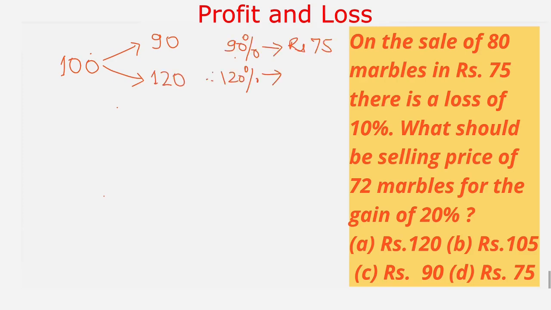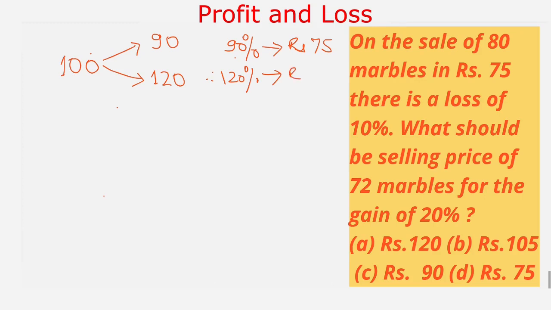It is given that the 90% is equal to rupees 75, as we were incurring the loss of 10% when we were selling in rupees 75. For profit of 20%, we have to sell it 120. Then what should be the value of 120? When 90% is equivalent to 75 rupees, then what should be the value of 120%?